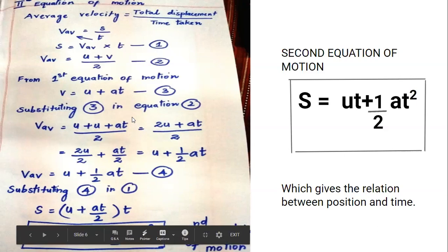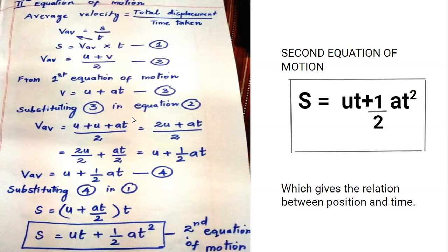So what is the first equation? Yes, v is equal to u plus at. What is the second equation of motion? S is equal to ut plus half at square. We are moving on to the third equation.